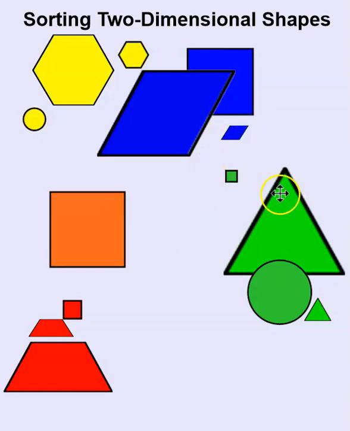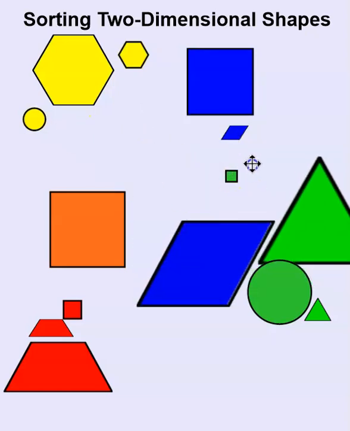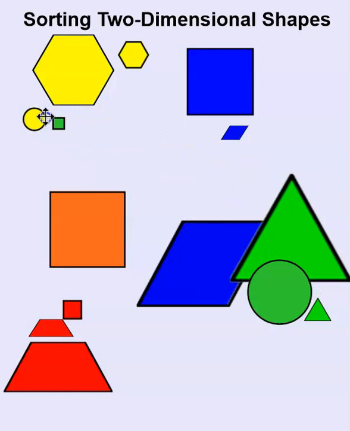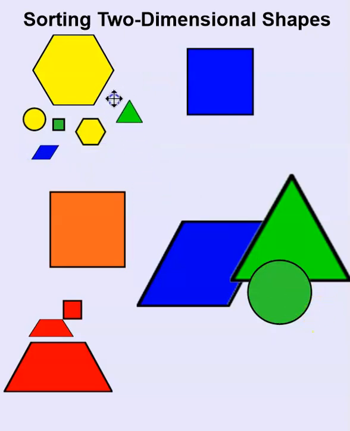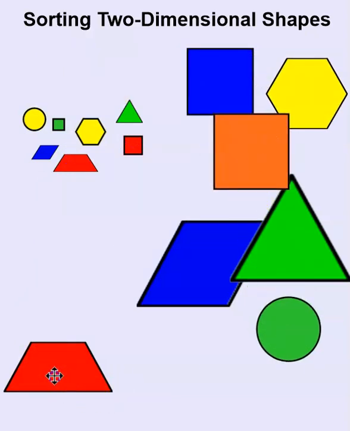We also sorted a lot by size. So are you noticing some of them are little? So I could have little shapes. These are all little. And then I could have big shapes, right? That would be another way to sort.